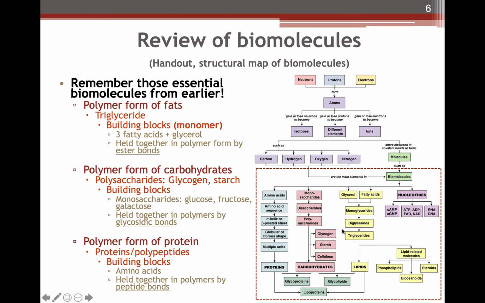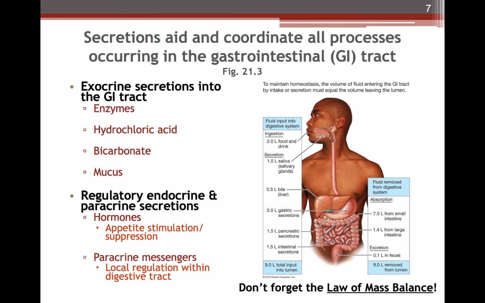If you have to go back to the Unit 1 notes, Chapter 2, just to refresh your memory on these critical biomolecule categories, that would be time well spent. It wouldn't be a waste. And then this figure is another one from your textbook. I'm just repeating a little bit of what I've already said here.